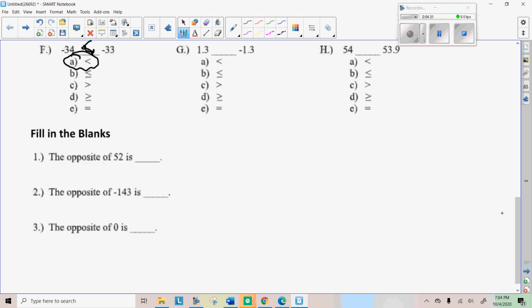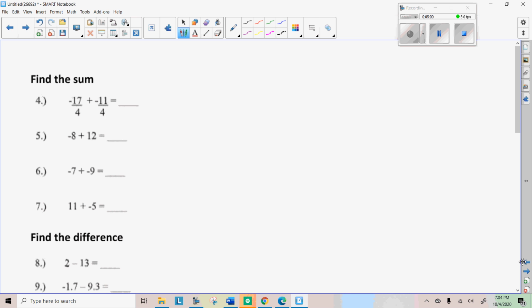All right, I'll just do the first one. Opposite just means if it's a positive, the opposite is negative. If it's a negative, the opposite is positive. So the opposite of 5 is negative 5. The opposite of negative 3 is 3. Okay, so go ahead and fill in those blanks. I'm going to move on to the next one. Pause if you need to.